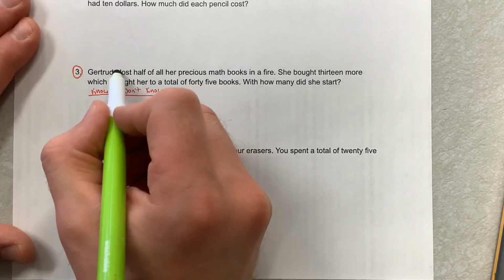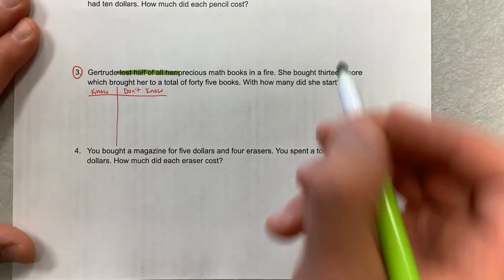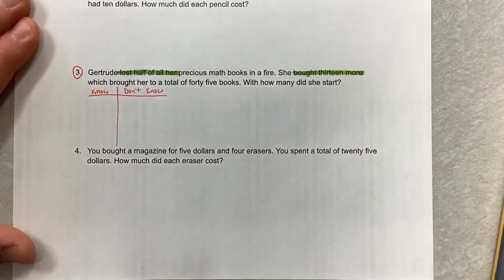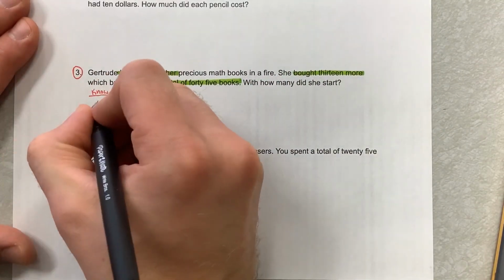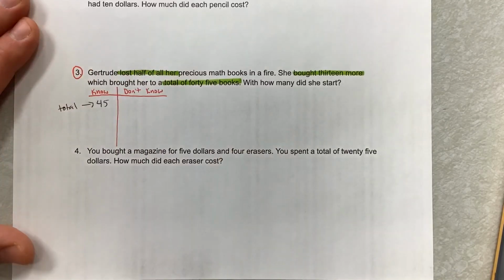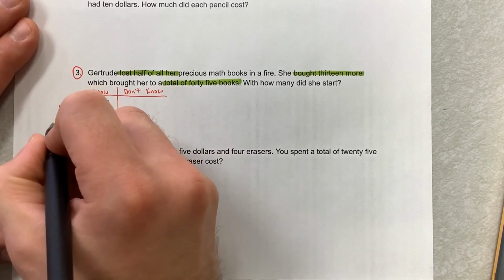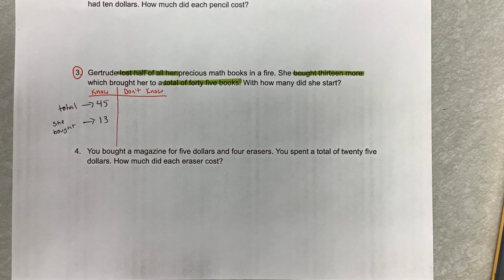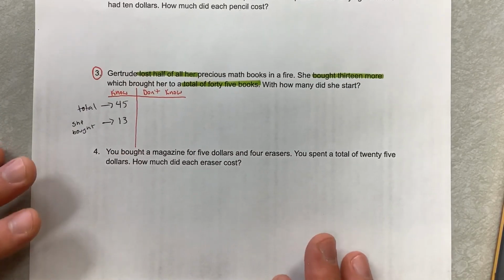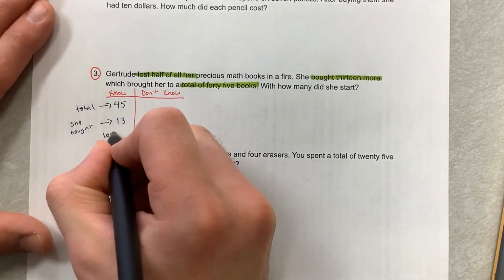Well, she lost half of her books in a fire. That sounds important. She bought 13 more, and she had a total of 45. So let's write this down. So we have 45, to me, that is a total. She bought 13 more. So 13 is, she bought 13 more. And again, total 45, there's nothing we don't know about that. Her buying 13 more, there's nothing we don't know about that. But this lost half.